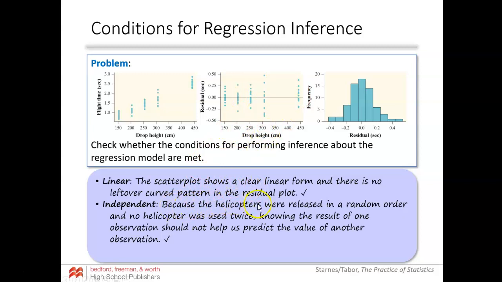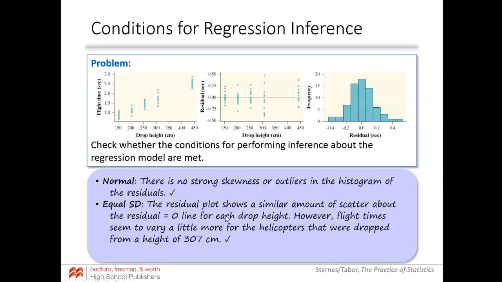They are independent because the helicopters were released in this random order and no helicopter was used twice. I think we've all done that where you've had a cheapy toy or something and you flew it one time and then you flew it a second time and it crashed and burned. So we're not going to have that issue because they're only going to fly each helicopter once. And then knowing the result of one observation shouldn't help you predict a different observation. No predictions yet.